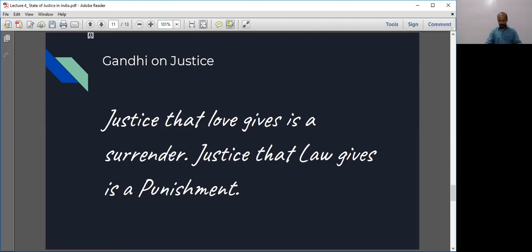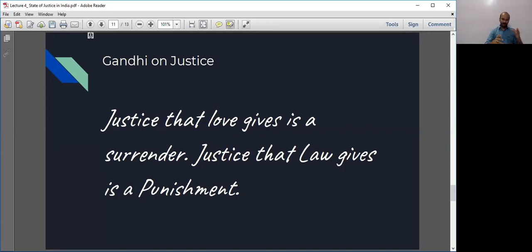Now, this is something that was on my end. Let me end this discussion with a famous quote from Gandhiji. Gandhiji said that justice that love gives is a surrender, justice that law gives is a punishment. I'm just quoting this. It is up to you to try to find out the difference between the two sentences in this quote.